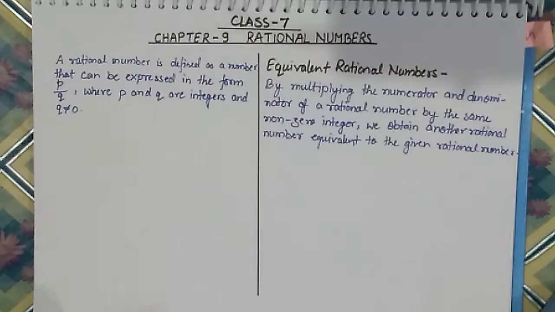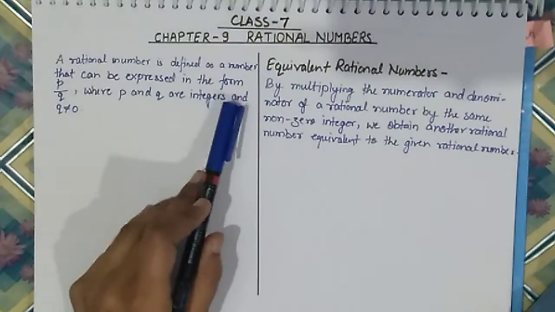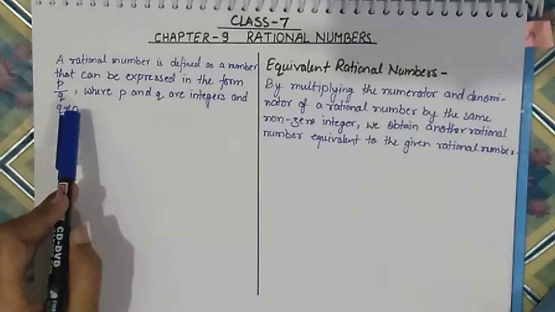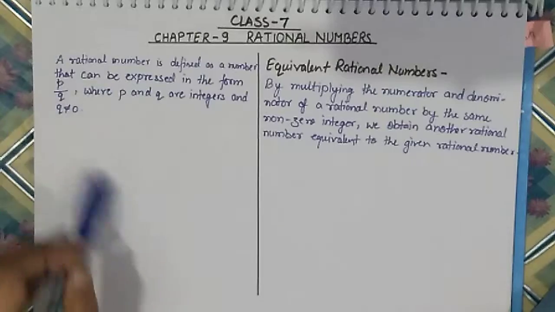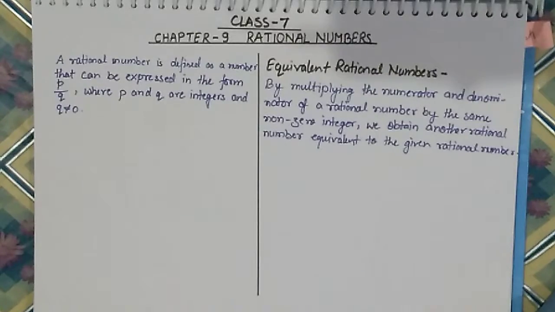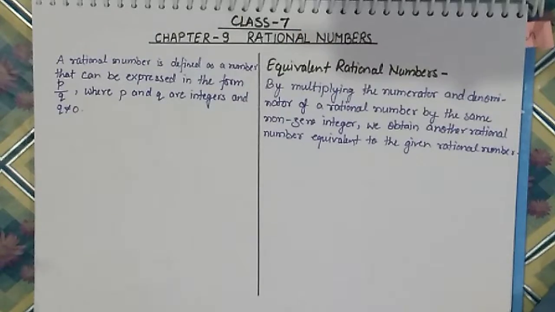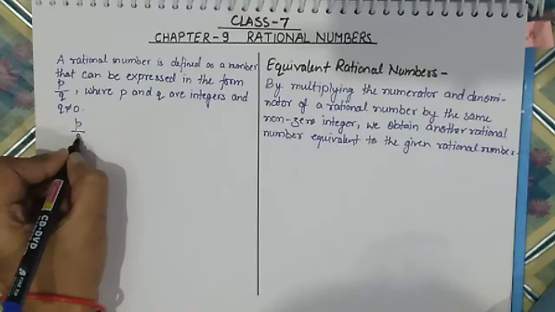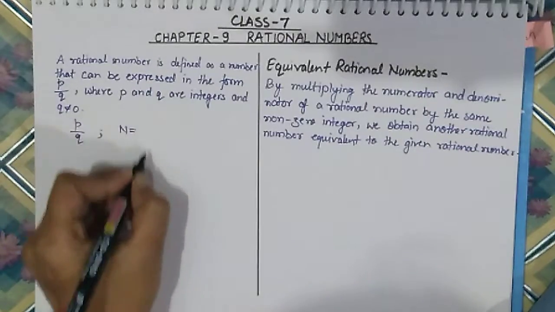A rational number is defined as a number that can be expressed in the form p by q, where p and q are any integers and q is never equal to 0. Here, the rational number we represent as p by q, and the numerator is called p.